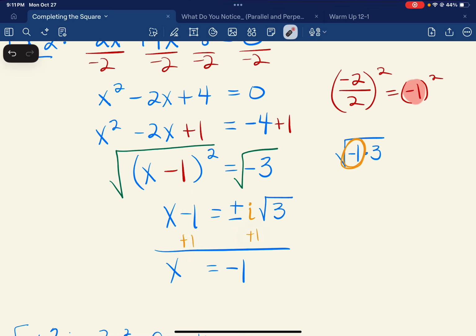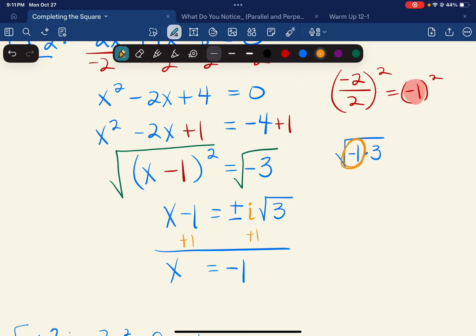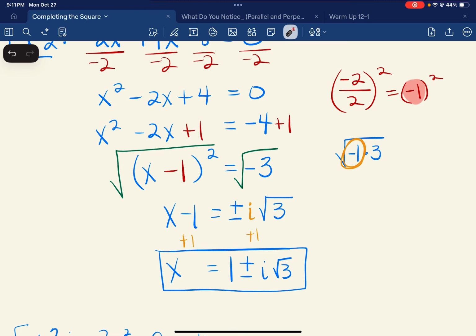Add 1 to both sides of our equation. And this would end up giving us, oops, that was too big. That would end up giving us 1 plus or minus i square root of 3. And there's our solution. In this case, we have two imaginary solutions to our quadratic equation. And that really would have ticked me off if I hadn't noticed that before I went on.